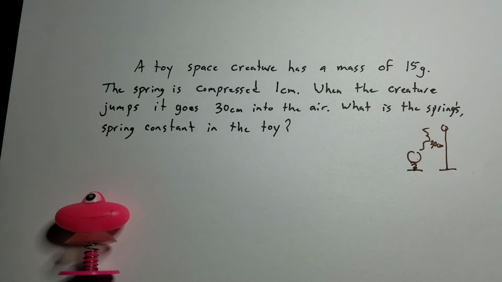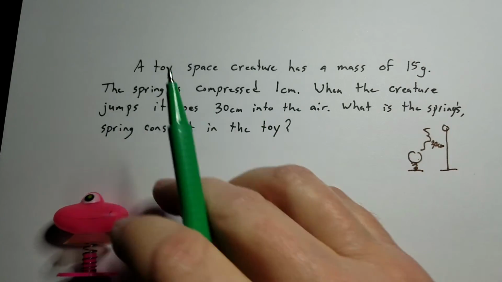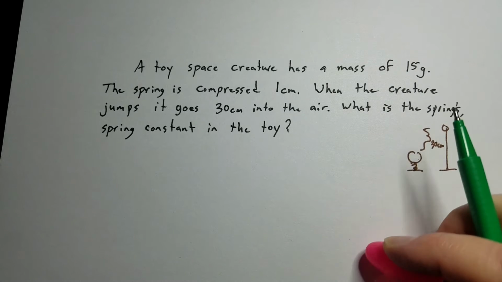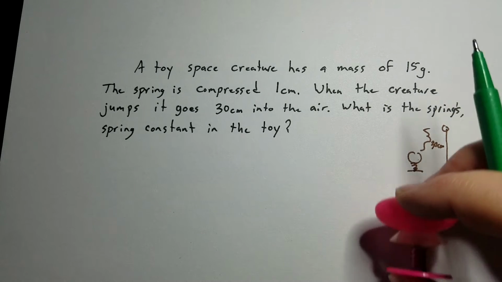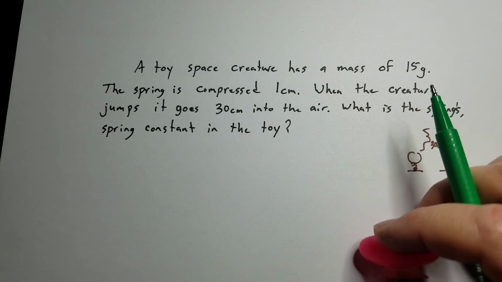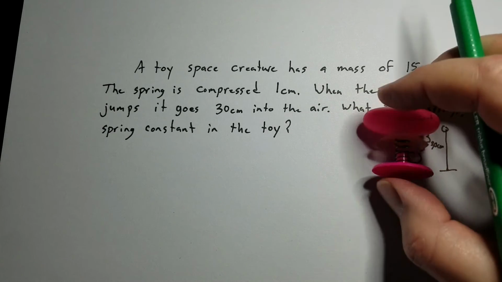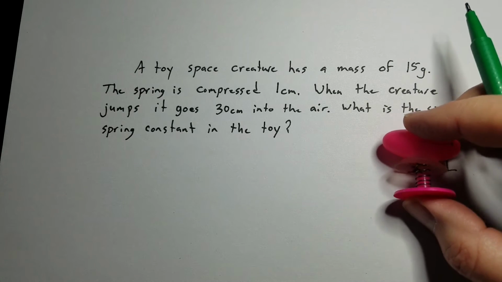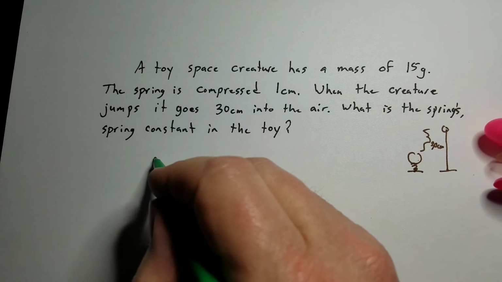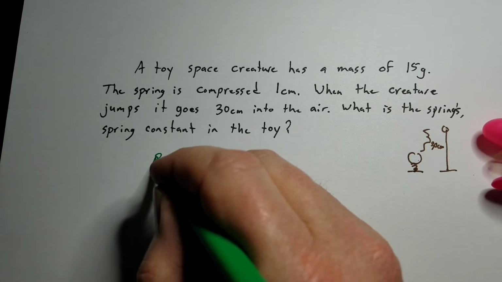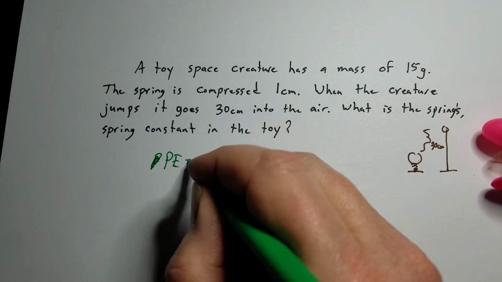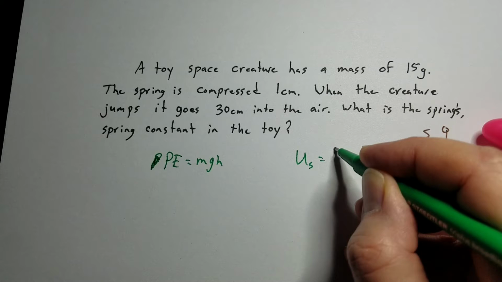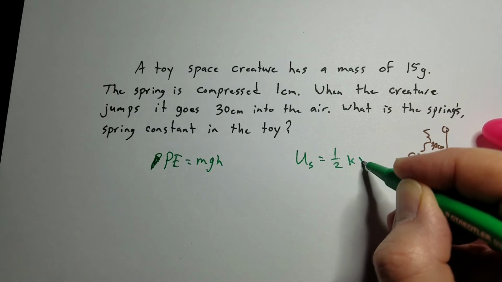Well, we know when we compressed it, it had potential energy in the spring, that compression. And when it fired off, that potential energy became kinetic energy and then became potential energy as this little monster flew up in the air. But all that potential energy stored in the spring became gravitational potential energy. So we can say gravitational potential energy is mass times gravity times height, and the potential in a spring is 1/2 kx squared.